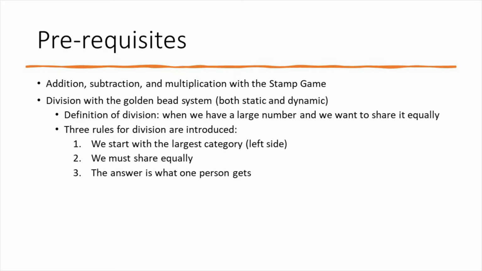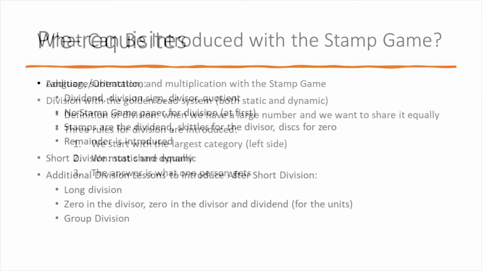And the third rule that I introduce them to when they're younger with the golden bead system is the answer is what one person gets. Because remember, I've got all these beautiful golden beads and I'm sharing them with my students. But when it comes to doing the operation, the actual answer is only what one person gets, not what all of them combined are, right? Because if we go back to combining them all together, we've got our dividend again, and that's not the answer. That's not the quotient, right? So that's where the child has already been. And now we're moving on to what they're actually going to learn next.